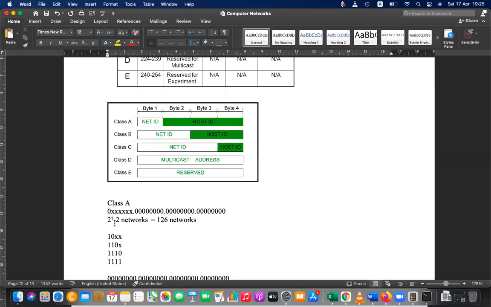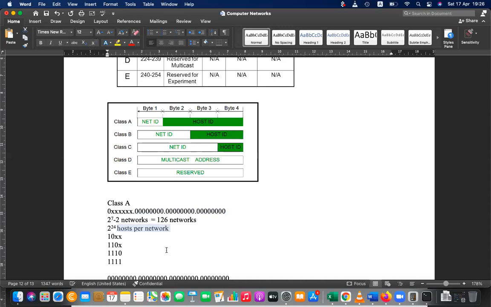So how many hosts means how many computers in a given network. You can change all these bits and create computers, connect computers. How many computers can be connected to a given network? Yes, 24 bits, or 2 to the power 24. So this is the number of hosts per network: 2 to the power 24 hosts per network.